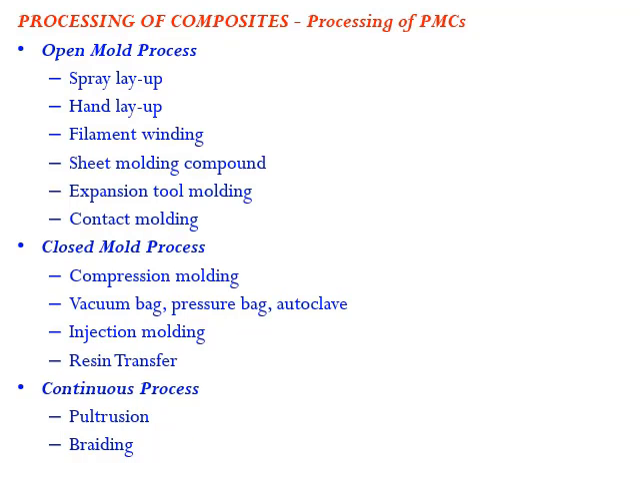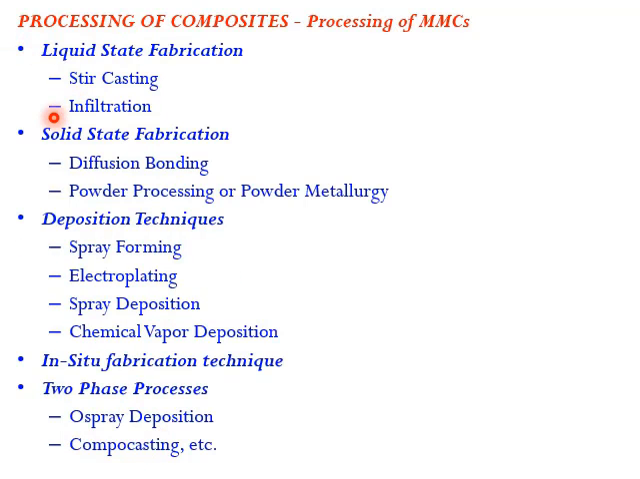Then, depending upon whether you process the composite material in a liquid or a solid state, we call it liquid state fabrication: stir casting and infiltration, which we normally use for metal matrix composites. Solid state fabrication includes diffusion bonding and powder processing, which are very famous for metal matrix composites. Then there are deposition techniques like spray forming, electroplating, spray deposition, and chemical vapor deposition.